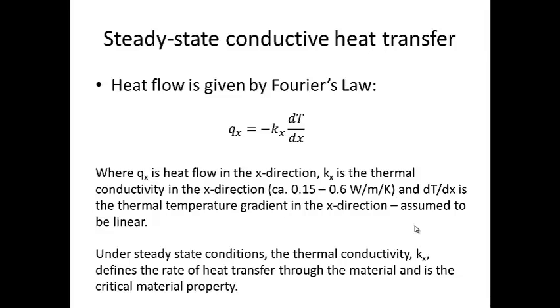Once steady state is achieved, heat flow begins to follow what's known as Fourier's law. In this case, the heat flow Q, at least in the x direction, is equal to minus K, where K is the thermal conductivity, times the temperature gradient, or the change in temperature with respect to change in distance, dT/dx. In the x direction, the thermal conductivity for polymers is typically 0.15 to 0.6 watts per meter per Kelvin, and dT/dx is assumed to be a linear gradient. In other words, dT/dx is constant. It's the slope of the line as you go from one side of the material to the other side.